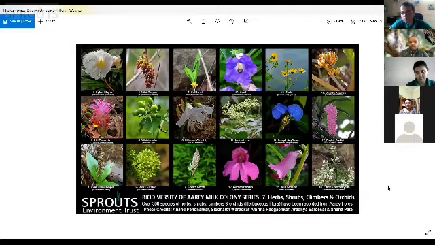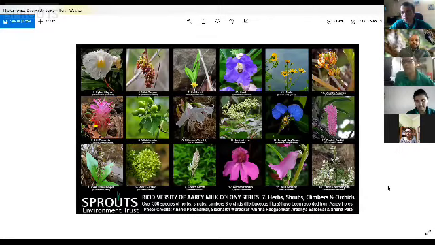Friends, we are waiting for everyone to join for another few minutes. In the meanwhile, we are sharing images of documentation of the biodiversity of RM Mill Colony, which is a green zone adjacent to the Sanjay Gandhi National Park in Bombay. This is about 20 plus years of our documentation.